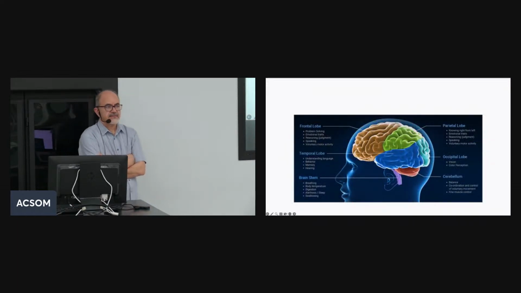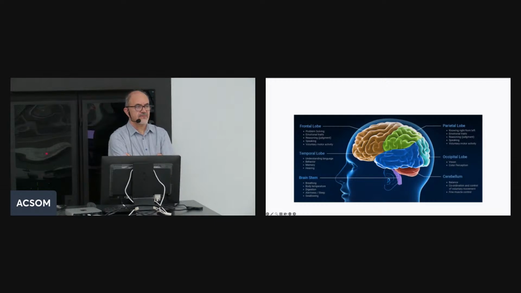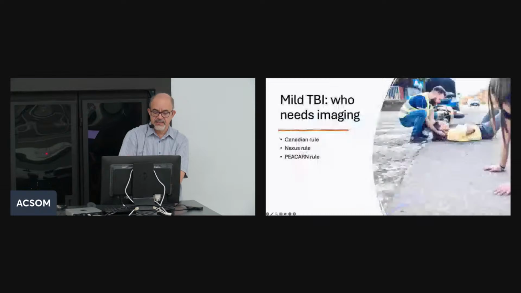And obviously, different areas of the brain have different functions, and depending on which area of the brain is hit or receives the initial impact, you'll have different symptoms. People who have frontal lobe concussion have problem-solving issues, emotional traits, issues with reasoning, difficulty speaking, voluntary motor activity. Again, these are the different functions of different parts of the brain, and depending on where the impact was, different functions could be affected.